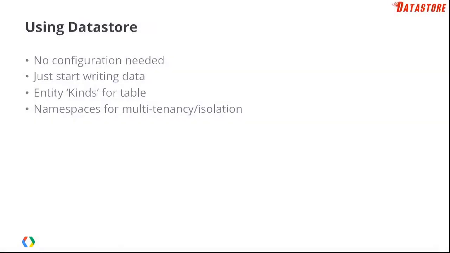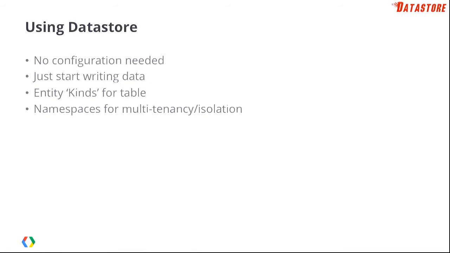Oh. When you created that app originally, the data store was ready right then to accept writes from your application. There's nothing to provision, nothing to configure. You just start writing data. And if you want to use different tables, or in the data store they're called kinds, you just define those kinds in your code. You don't have to tell the data store about them ahead of time, and you just start putting data.